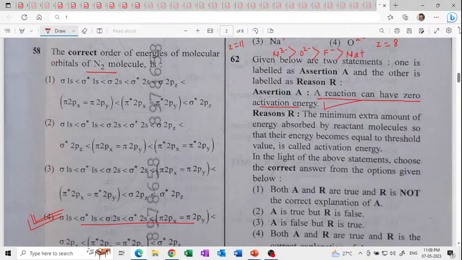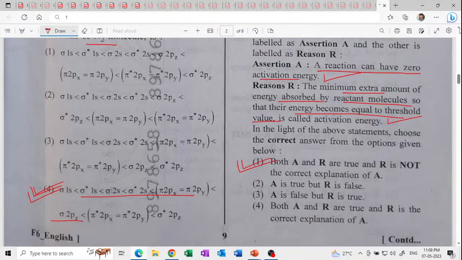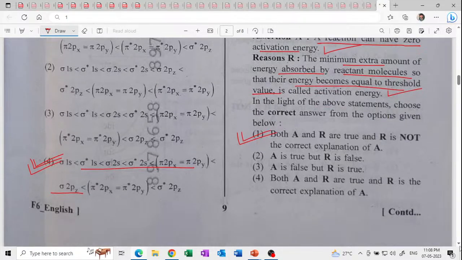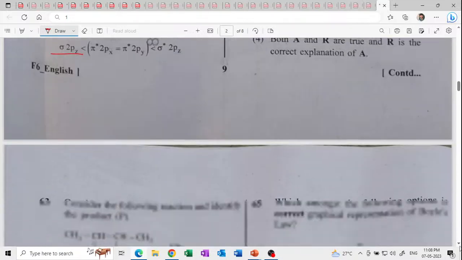Some reactions can have zero activation energy, so it is true. The minimum extra amount of energy absorbed by the reactant molecules so their energy becomes equal to threshold energy. This is also correct. Assertion and reason both are correct, but reason is not a correct explanation for the assertion, so option number 1 is correct. Threshold energy is not equal to or greater than 0, which is responsible for the lower activation energy. This is a question from chemical kinetics.